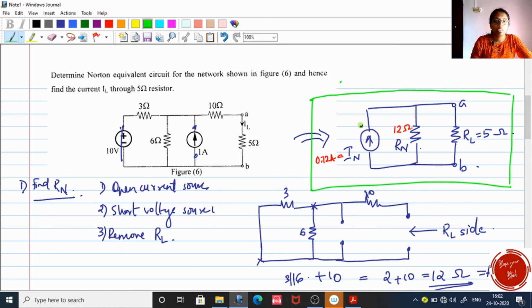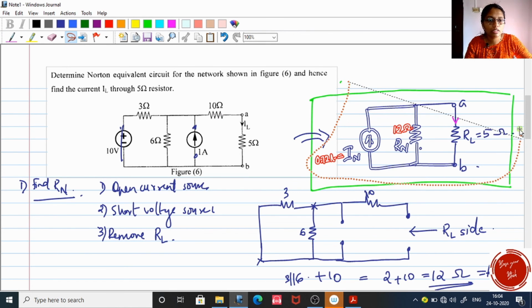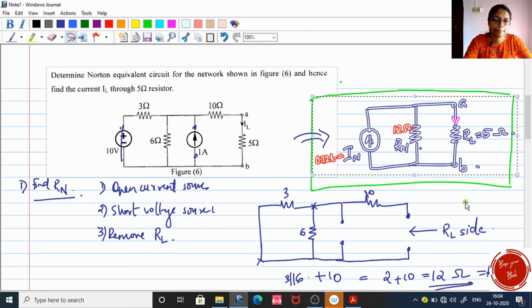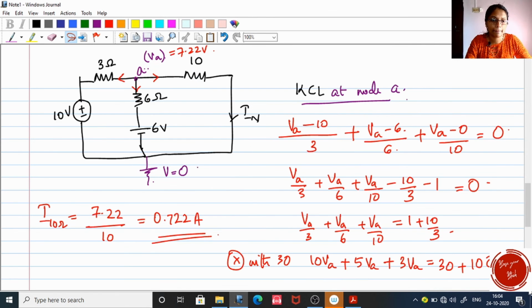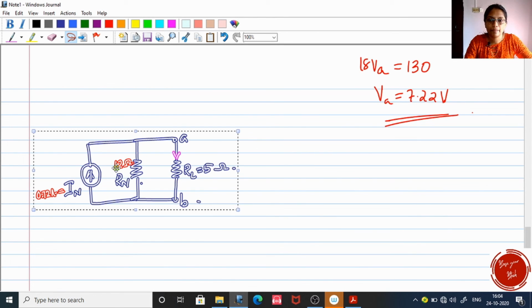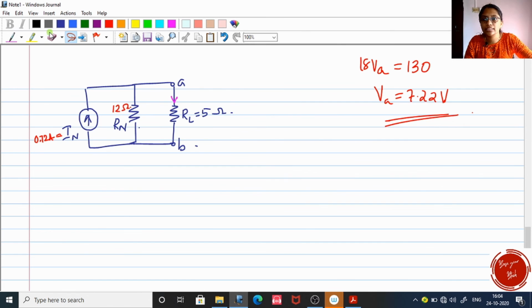Okay, but the question is not yet over. Hence, find the current IL through the 5 ohm resistor. We have to find the current through the 5 ohm resistor. Next task is to get this current. Let's copy the circuit. So next task is to get the current through the 5 ohm resistor, the final step.